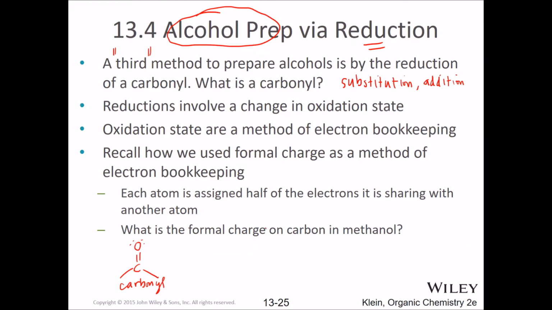Okay, so reduction involves a change in oxidation state. When we did oxidation state in Principles of Chemistry, if you use Trove's textbook, it's in chapter 3. Oxidation state's a method of electron bookkeeping. This is very important. I've heard people say before that organic chemistry is all about what the electrons are going to do. What are the electrons going to do? So oxidation is going to help us with that.